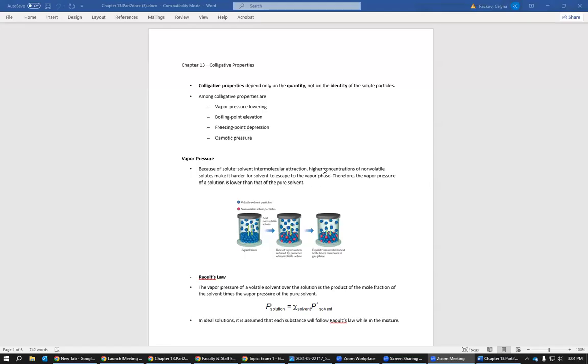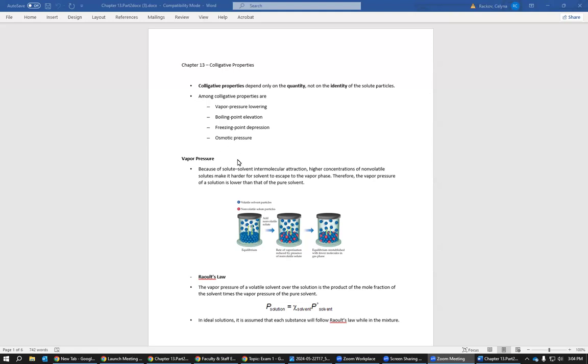Okay, hello everyone. Now chapter 13, part 2. Let's talk about colligative properties. Colligative properties depend only on the quantity, not on the identity of the solute particles. That means it does not matter if it's sugar or sodium chloride, it will matter how much you are adding. Among the colligative properties, we have vapor pressure lowering, boiling point elevation, freezing point depression, and osmotic pressure, right?